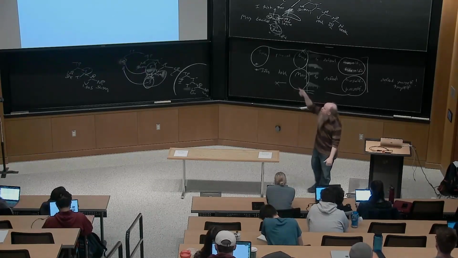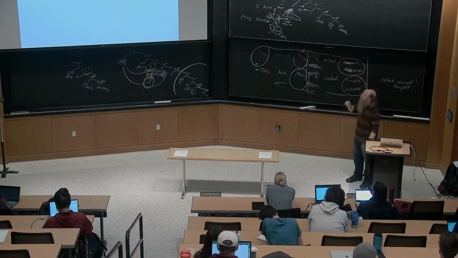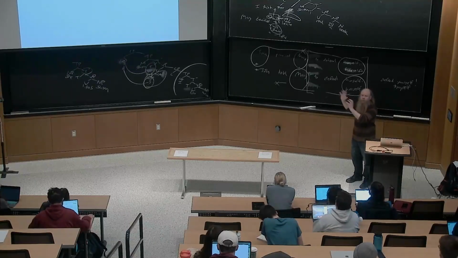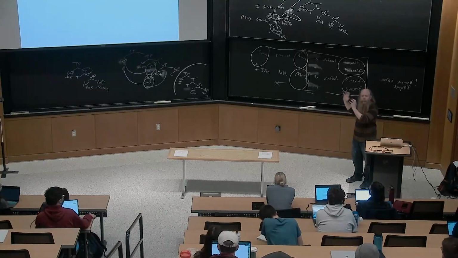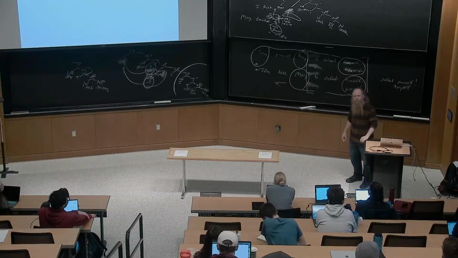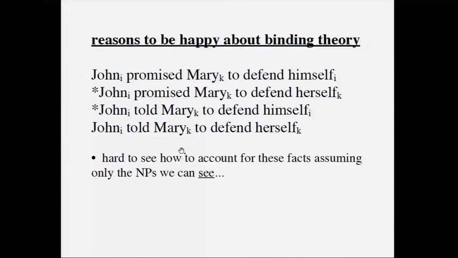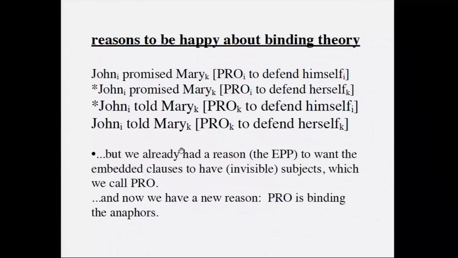Same thing here. In John promised Mary to defend himself, there's a pronoun in the subject of defend. It's really, John promised Mary him to defend himself, right? And that him, that pro, is referring back to John. And John told Mary her to defend herself. That her is referring back to Mary. Binding theory tells us so. Yeah. Slide after slide after slide.